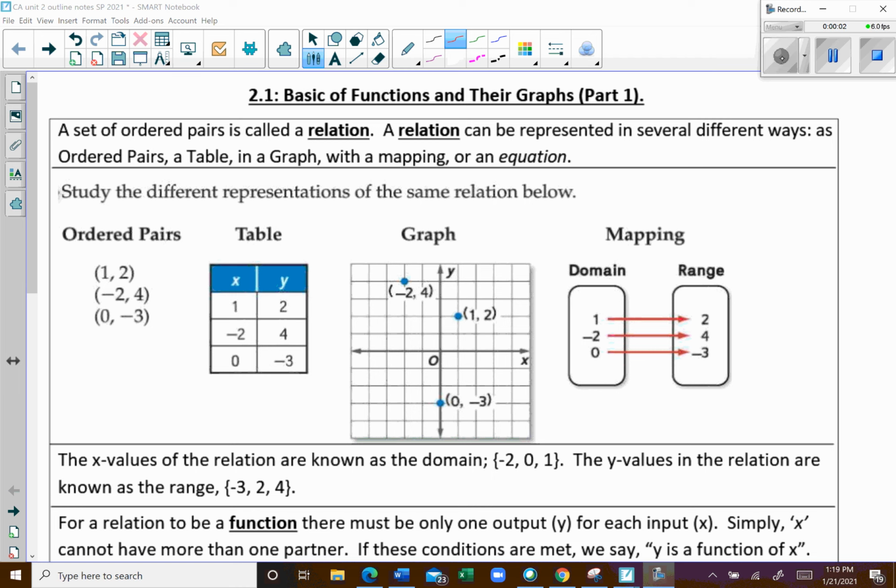All right, so 2.1 basics of functions and their graphs. We're kind of moving into a new topic, and that's going to be all about functions. That's what this chapter will look at. So first of all, what is a function, right?